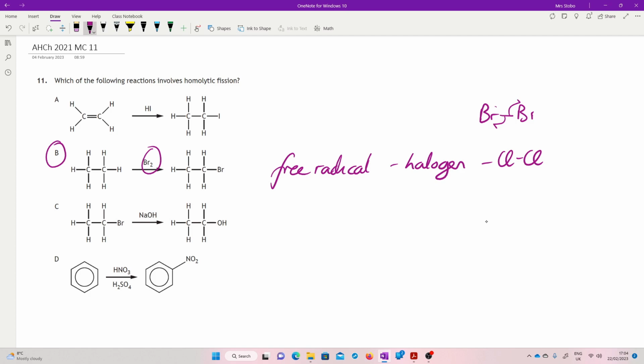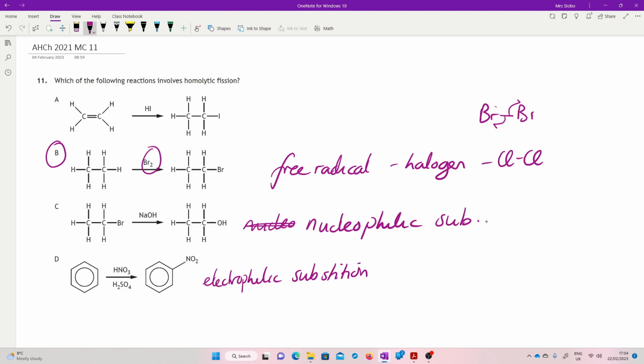The other ones, just to be clear on what we're looking at here: down here you've got electrophilic substitution. You've got nucleophilic substitution, the same thing that you just had before. I feel that I'm just misspelling things terribly today. Nucleophilic, there we go. Substitution.